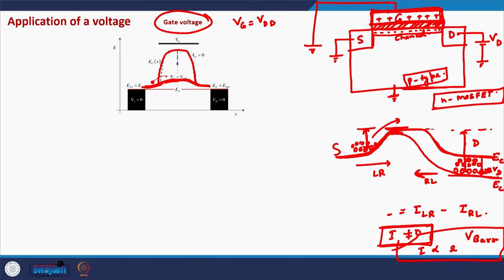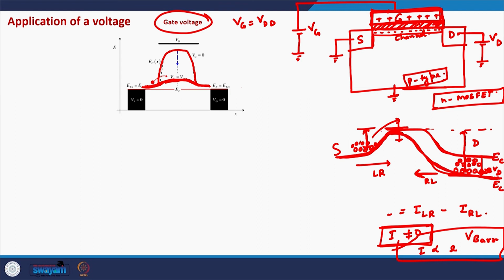So in addition to a drain voltage, if we also apply a gate voltage, let us see what happens. Let us say we apply a positive gate voltage. So if the source is grounded, the gate is positively charged, and the drain is also positively charged, what happens is that because of the gate voltage, this barrier height is reduced, and because of the drain voltage, this symmetry around the barrier is broken.